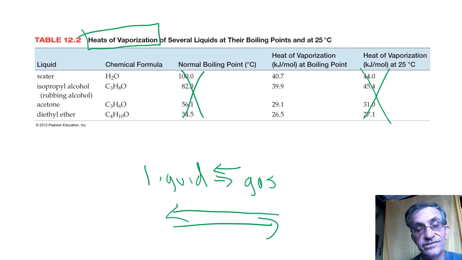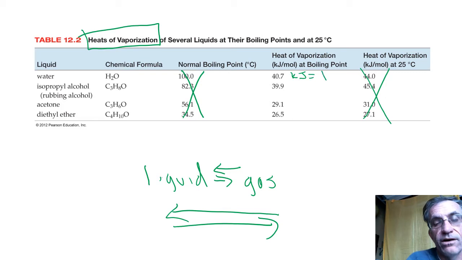So again, you'll notice there's the column here, and the units are kilojoules per mole again. So for water, it takes 40.7 kilojoules to boil 1 mole of water. Acetone takes 29.1 kilojoules to boil 1 mole of acetone.